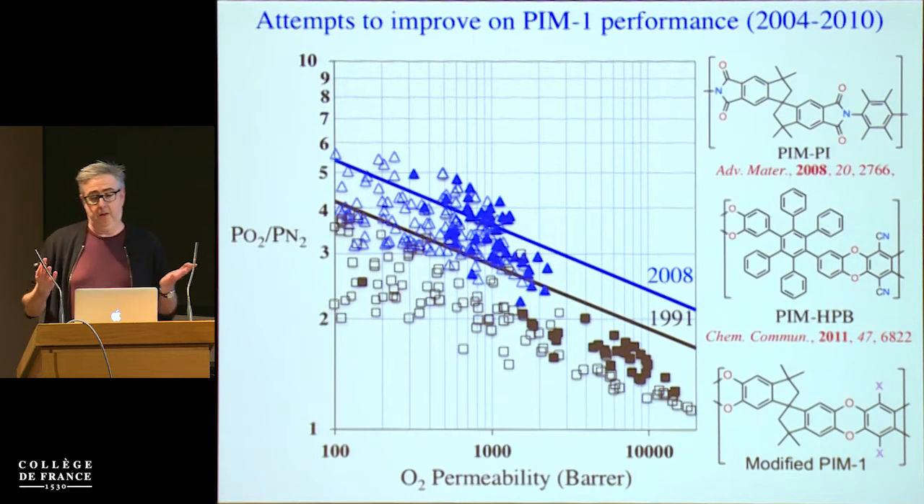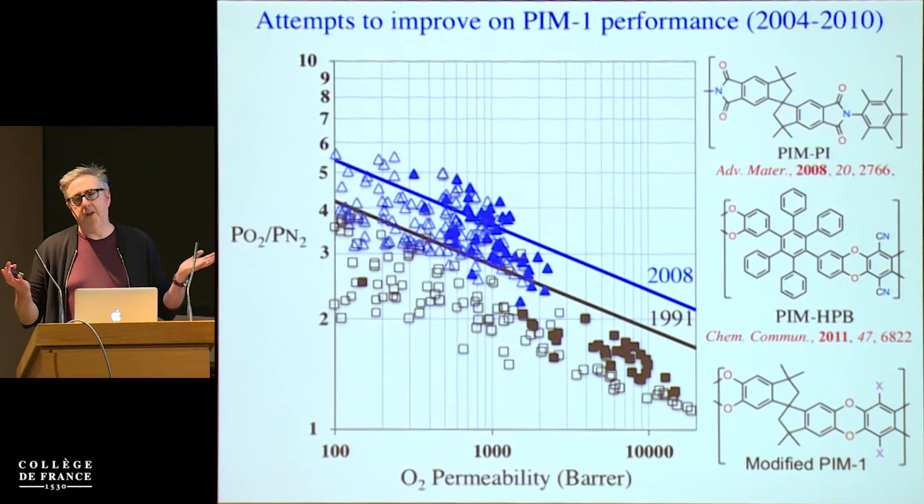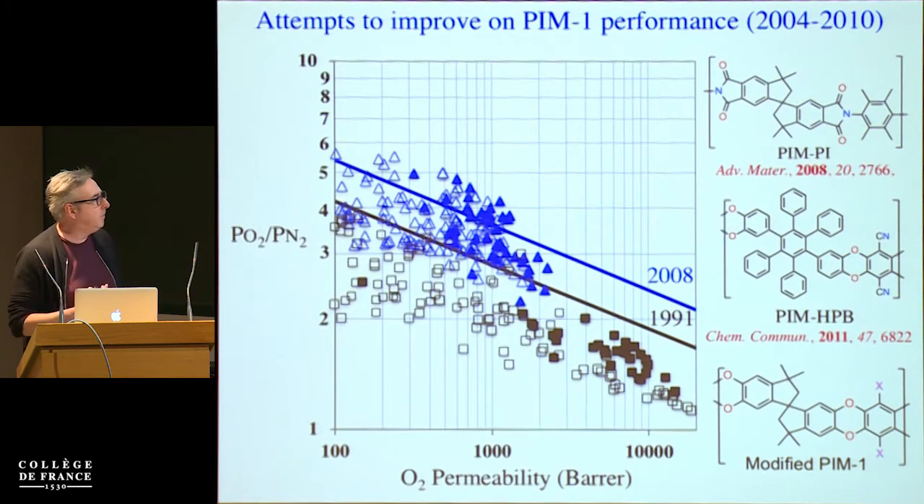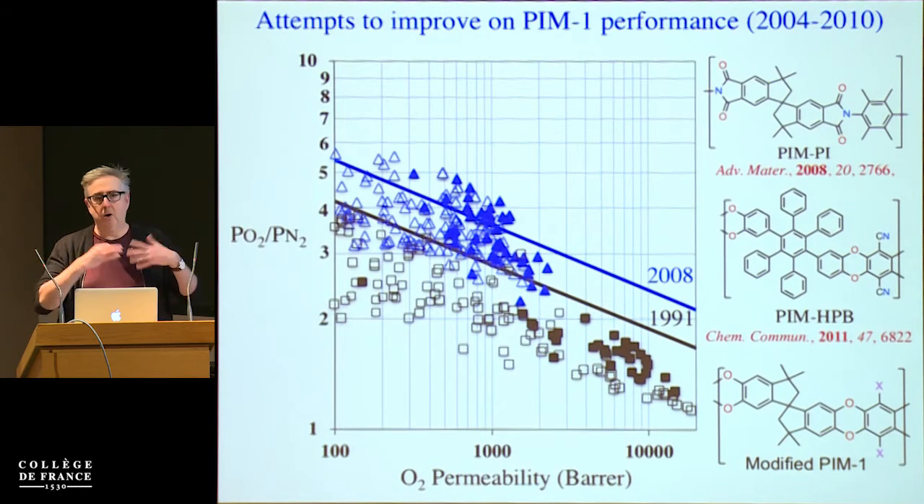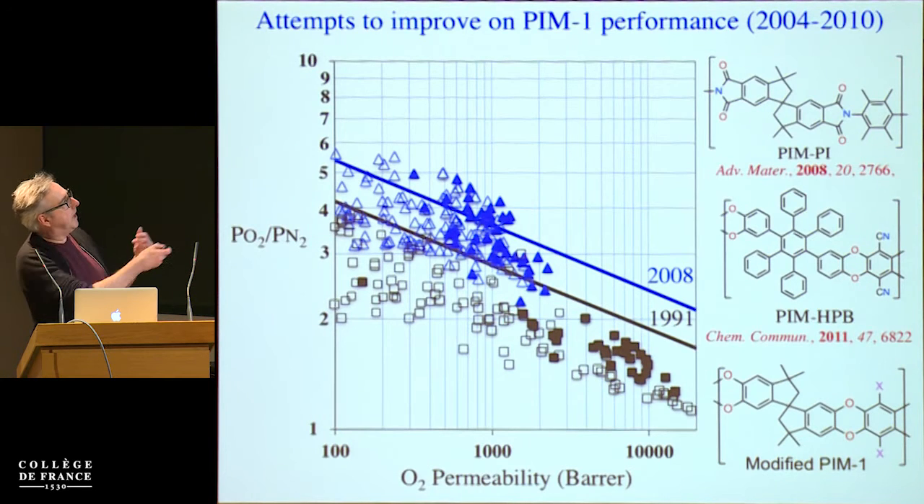So after 2005, we're very excited about PIM1's performance, so we thought, well, that was the first one we made. Surely we can do better than PIM1 using the same sort of rigid, contorted design principles for PIMs. And we did. It's very difficult work, and sometimes your polymers are insoluble, so you can't tell what permeability they are. You can't cast them into films. And sometimes they're soluble but just don't make very strong films. Sometimes they are soluble and you cast them into films, but then they just have pretty much the same performance as PIM1.